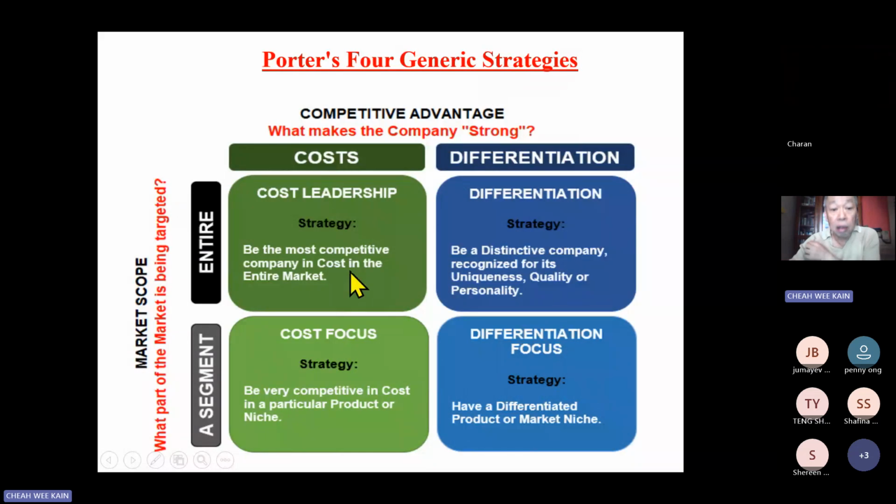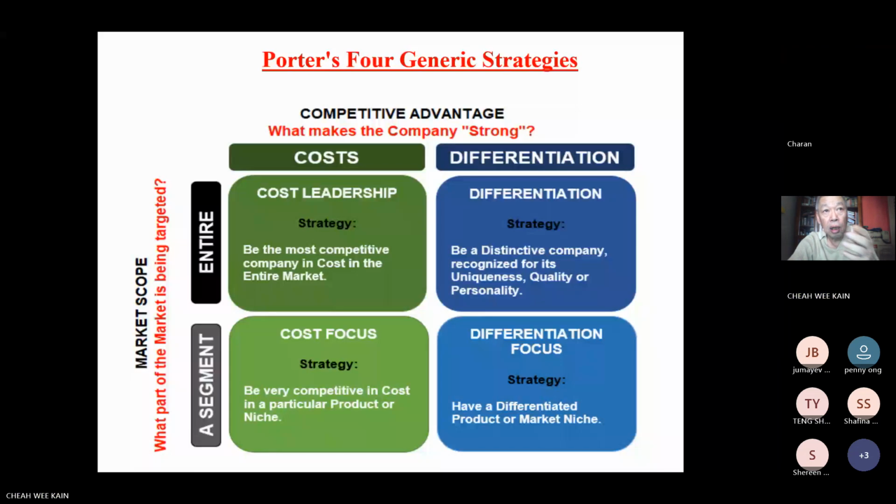This generic one is straight away: I want to have cost leadership, with the most competitive market. So we will sell everywhere, and we have a very low cost as a producer, and we sell everywhere. That's called cost leadership. So what are the strategies here? It's a little bit different. Here, we have very cheap cost, but we want to segment the market into a very particular product or a particular niche or a particular market. This one is differentiation focus, a differentiated product, or a distinctive company.